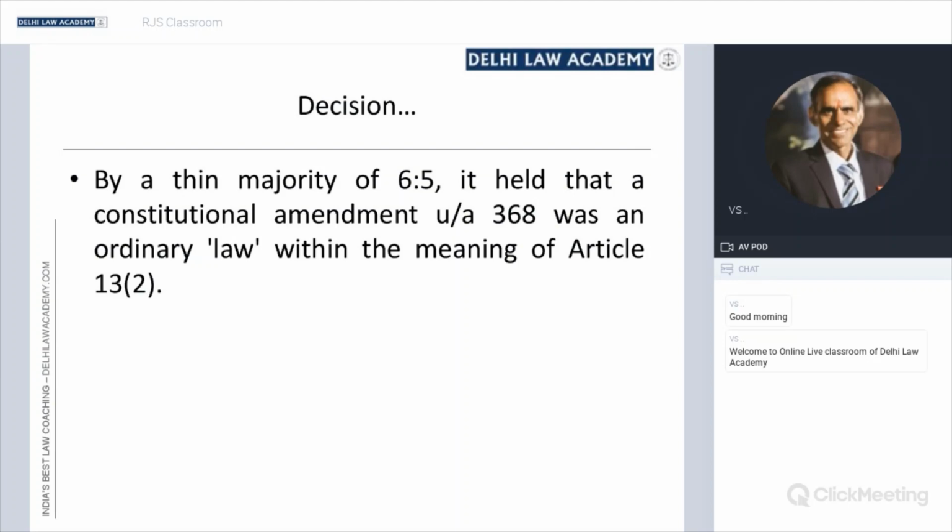The decision is this: by a thin majority of 6:5. As I said, it was an 11-member bench, and by a thin majority of 6-5, it held that a constitutional amendment under Article 368 was an ordinary law within the meaning of Article 13(2). If it's ordinary law, then the protection of Article 13(2) will definitely come into picture, and it will prohibit any abridgment or any taking away of any of the fundamental rights contained in Part 3.